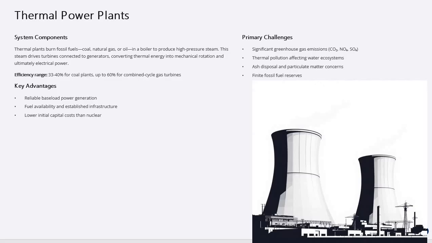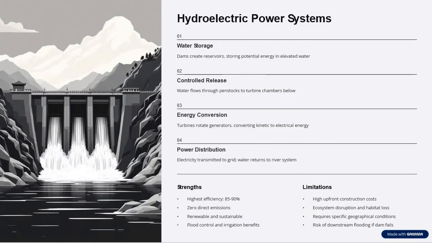These are the primary challenges in constructing a thermal power plant. Significant greenhouse gas emissions; the gases are CO2, sulfur oxides, and nitrous oxides. Thermal pollution affecting the water ecosystem. Ash disposal and particulate matter concerns are very difficult in the thermal power plant. Finite fossil resources: because the thermal power plant runs on fossil fuel, it increases the cost of fuels.